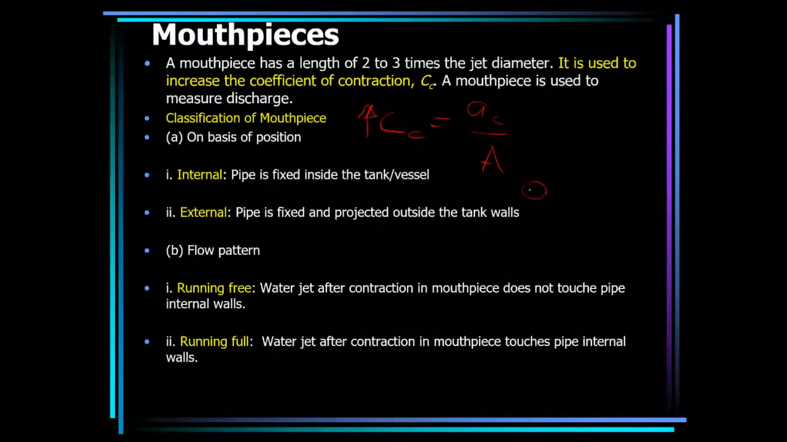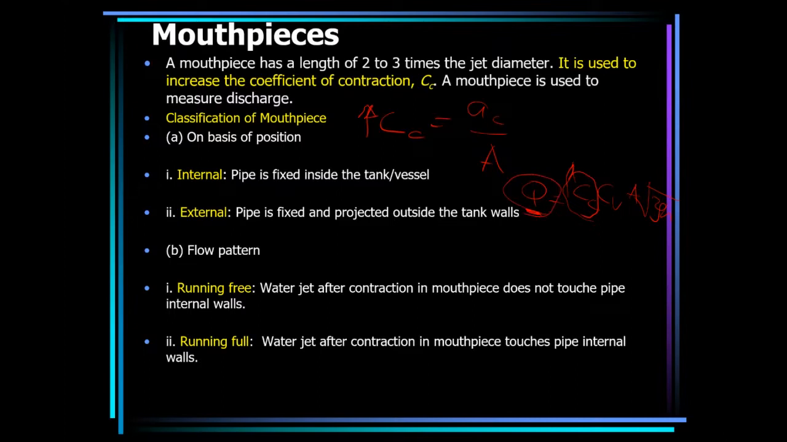And that will increase the discharge, because the discharge is Cc Cv area times root 2gh. So when this increases, the actual discharge increases as well. So the mouthpiece is used to increase the coefficient of contraction, Cc, and a mouthpiece is used to measure discharge by applying this equation.